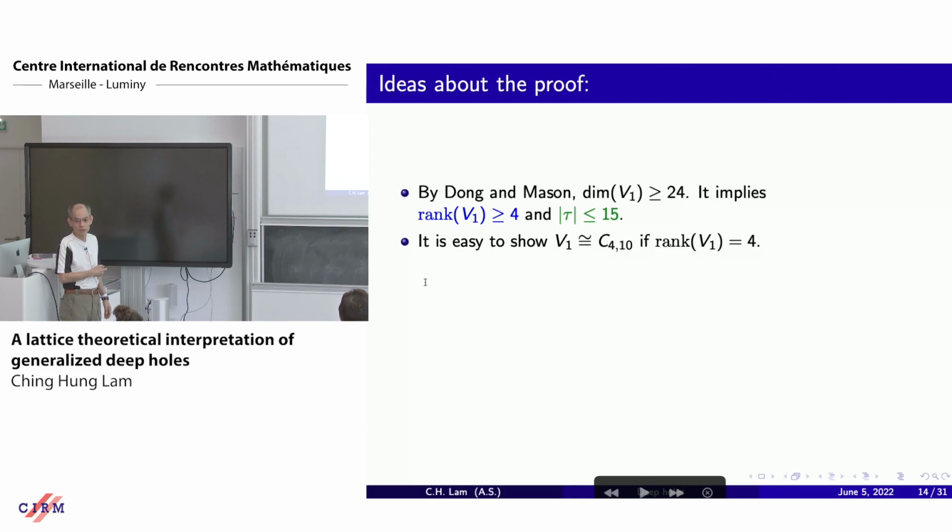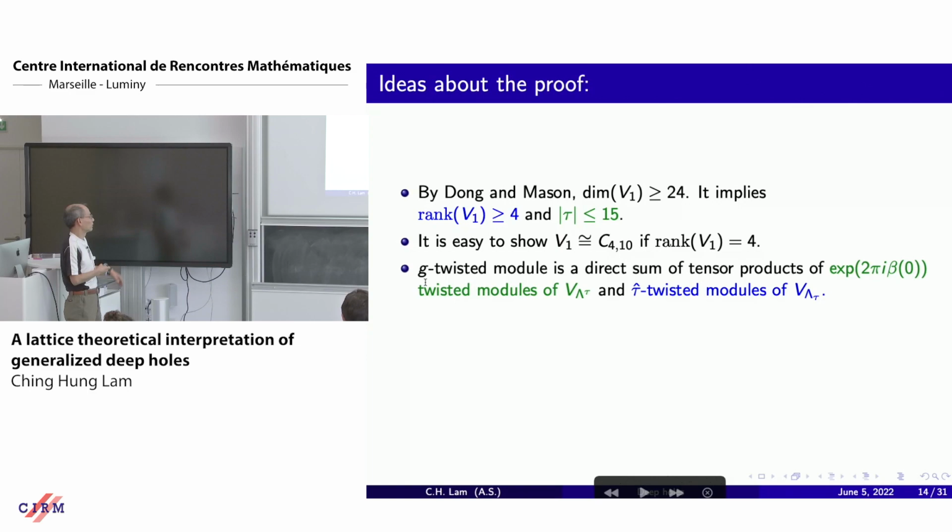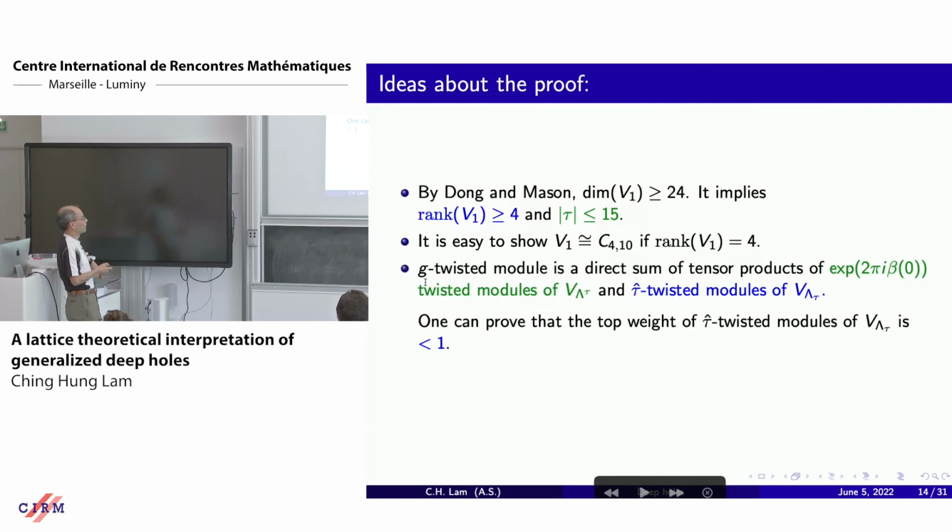And then another important thing is we are talking about something with the weight one space. The Leech lattice has no weight one space once you take the fixed point, so you forget about the Leech lattice. Then you have to check the g-twisted module. It splits into two parts: one is this part and then this part. And you can see beta cannot be zero. Hence, you will see the top weight of the g-twisted module must be less than one.